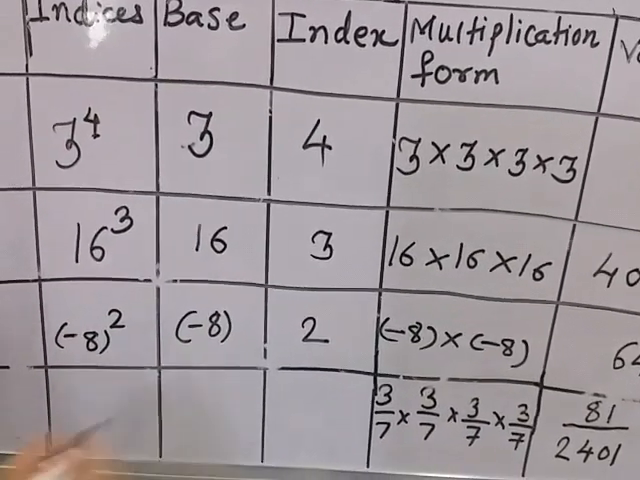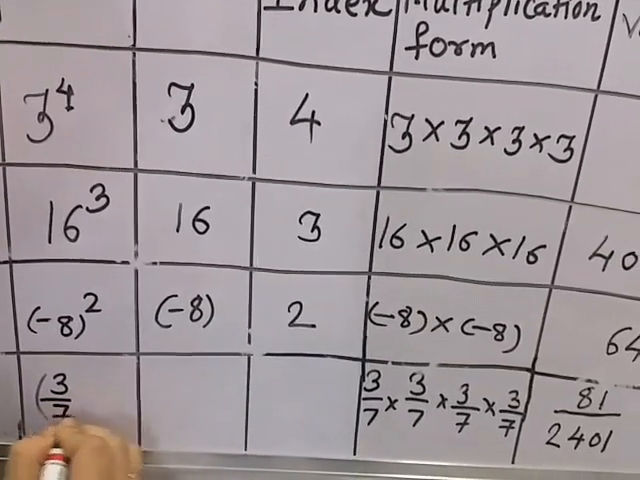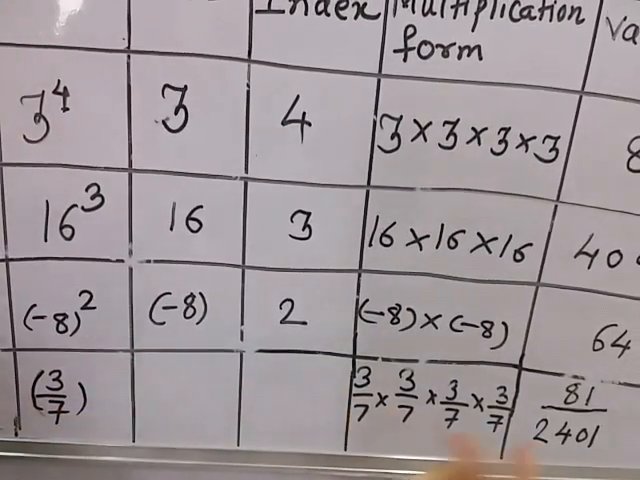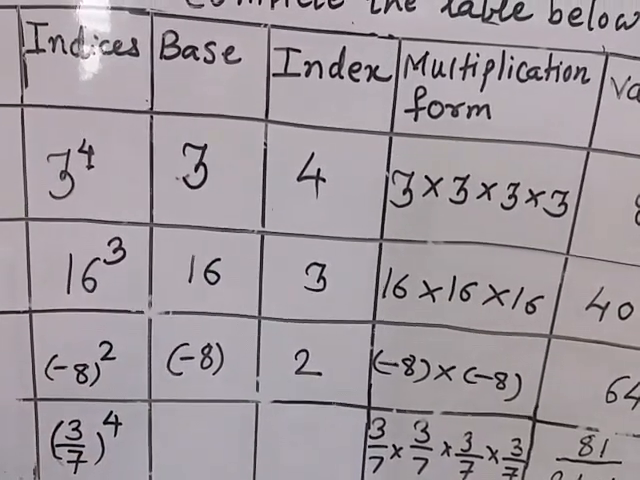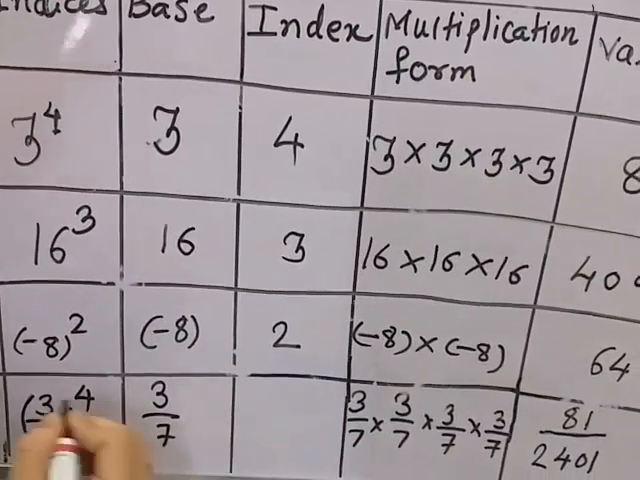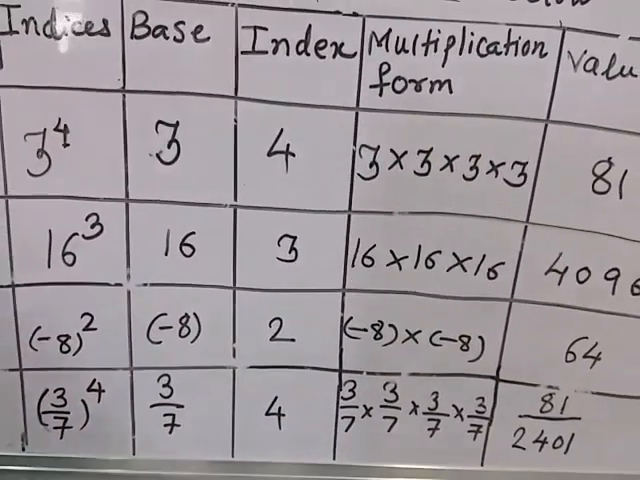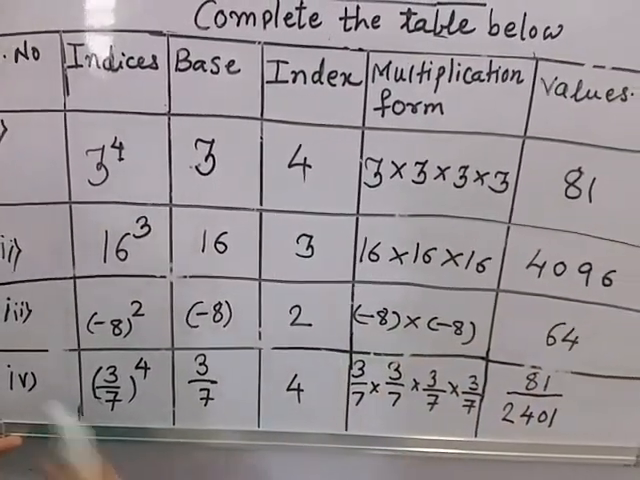Yes, it is given 4 times. So what is our base? 3 upon 7 is our base, whereas this 3 upon 7 is given 4 times. So what is the index? 4. I hope you understand. So what is the base? 3 upon 7. What is the index? 4. This 81 upon 2401, this answer is already given to us.